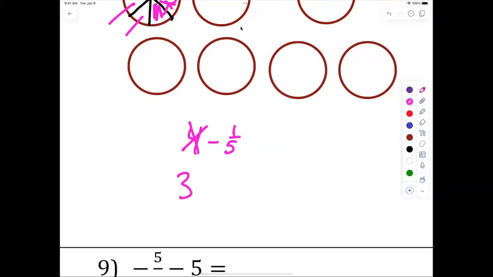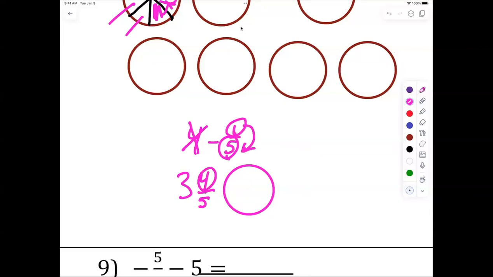And out of the other pizza, you ate 1 out of the 5 slices. So 3 and 4 over what? 5? Yes, the reason why you're saying 5 is because the denominator tells you how many slices there are total. You with me on that? So you ate 1 out of 5, which means there's 4 left. You with me? So now try one more.